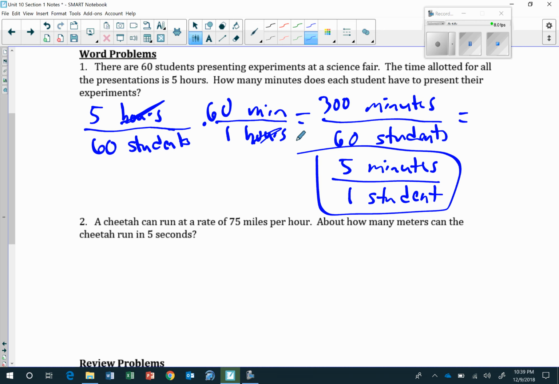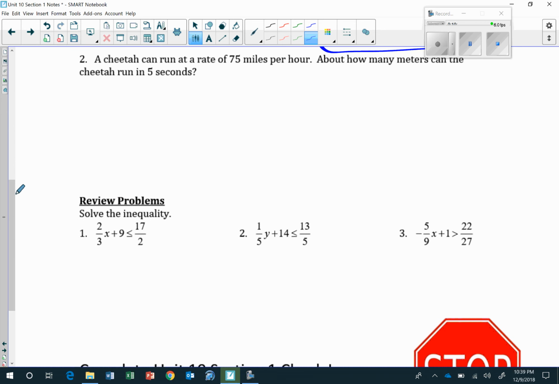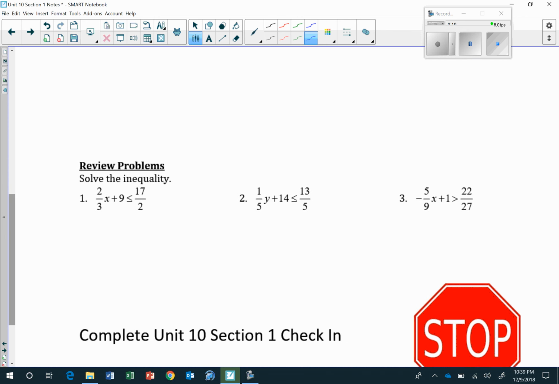On number 2, there's quite a bit going on here. Just do your best. Come ask your teacher for help if you need it. But I do want you to try that on your own. And then the last 3 problems are review problems. Again, those are for you to do. Ask your teacher if you need help. All right, that's it for Unit 10, Section 1.